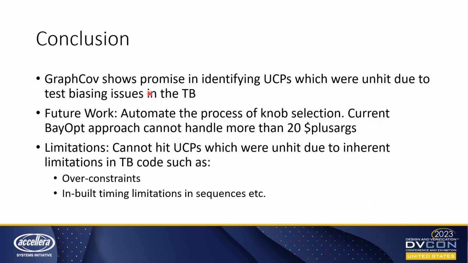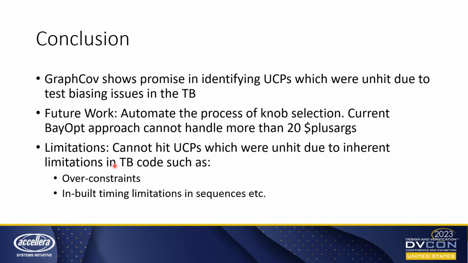In conclusion, I'd like to say that GraphCov shows promise in identifying uncovered cover properties which were unhit due to test biasing issues in the test bench. Although we figured out that BayOpt can be very useful in finding the knob combinations, because of the inherent limitation of BayOpt, it cannot handle more than 20 plus args. We cannot fully automate this process of knob selection currently. So future work would be to find a way to automatically do this knob selection for a large number of plus args.